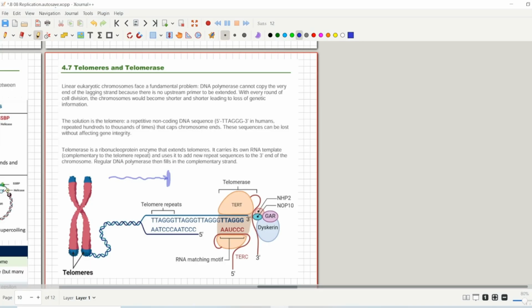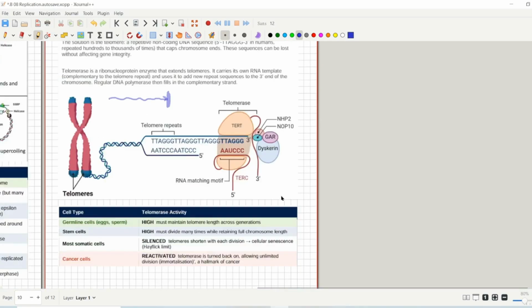So telomerase is an enzyme that extends the telomeres, and it carries its own RNA template, and it actually helps to copy the DNA, and this is the solution. The solution is telomere and telomerase. That's why they are really important in your replication process.